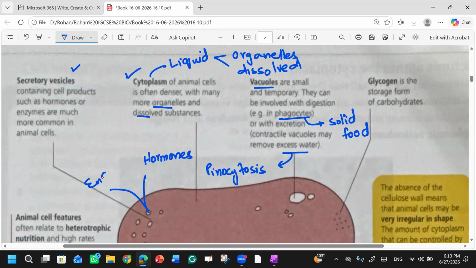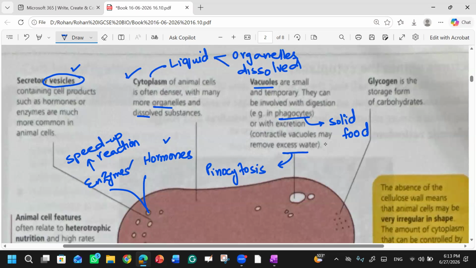And the enzymes, what is the function of enzymes? Enzymes are used to speed up the chemical reaction, the reactions inside our body. And hormones have different functions, like we have growth hormone, we have reproductive hormone that plays a role in sexual reproduction. So there are different hormones. So basically, what do these secretory vesicles contain? These secretory vesicles contain enzymes as well as hormones, right?